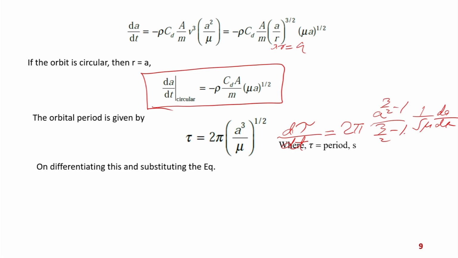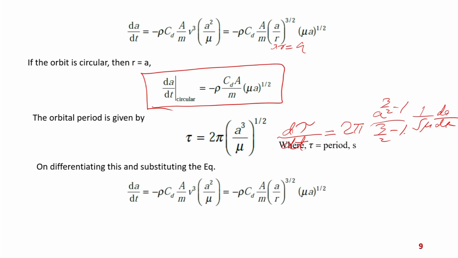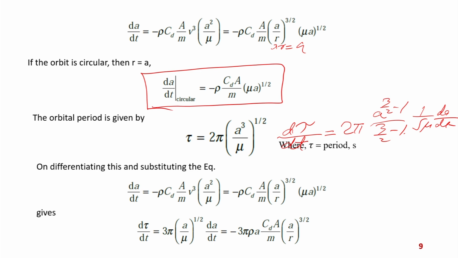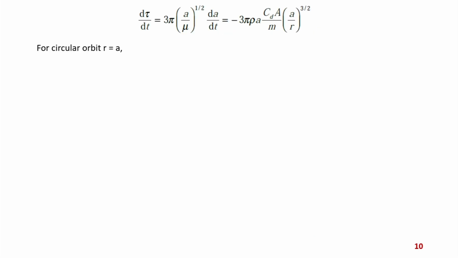Now, already we have this expression for da by dt. So, I can substitute this expression here and I get the rate of the change of the time period with respect to time, and finally, I get this expression. Again here, for a circular orbit, r is equal to a. So, I get this expression.